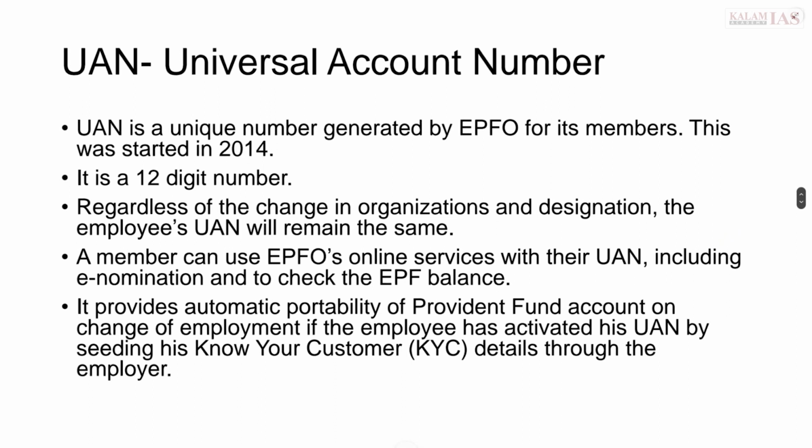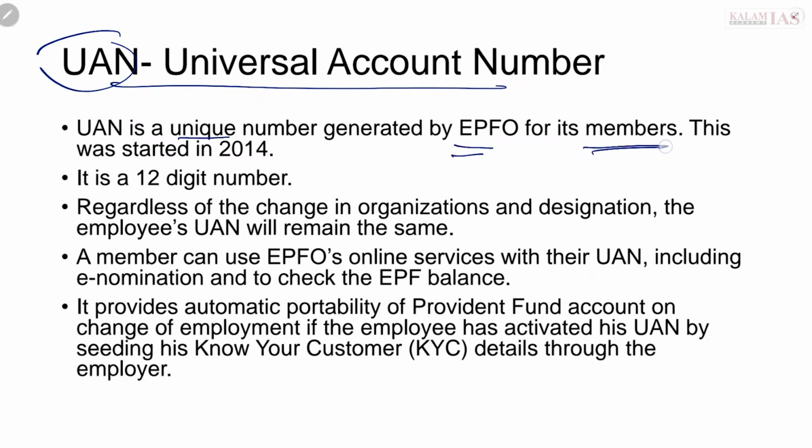The EPFO came up with a concept of the Universal Account Number or the UAN. Okay. The UAN is a unique number generated by the EPFO for its members. Members are any employee who will be a beneficiary from the Provident Fund. Alright, this was started in the year 2014. It is a 12-digit number.